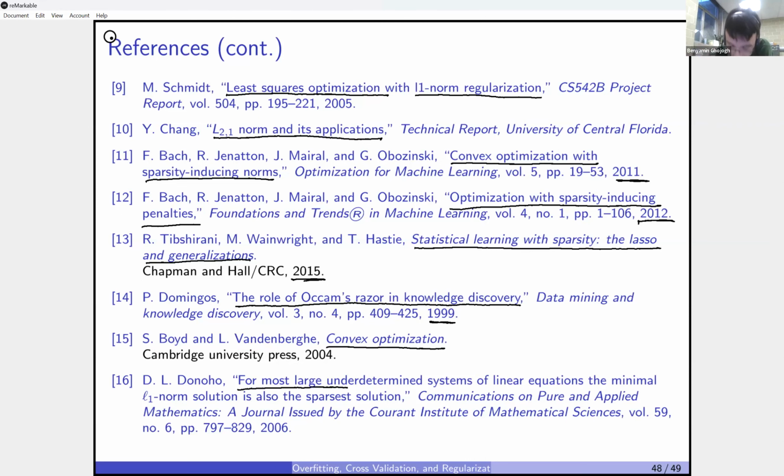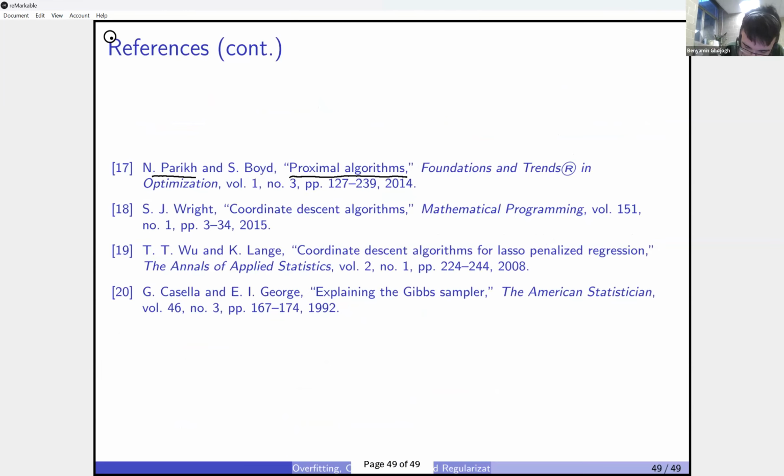This paper discusses that the convex relaxation of the L0 norm is the L1 norm for most large underdetermined systems of linear equations. The minimal L1 norm solution is also the sparsest solution, by Donoho in 2006. Also, this is Proximal Algorithms by Boyd and Parikh. This is kind of a survey or tutorial paper on proximal operators. I have discussed that, and I taught this in my course Optimization Techniques. So you can take a look at the proximal methods.